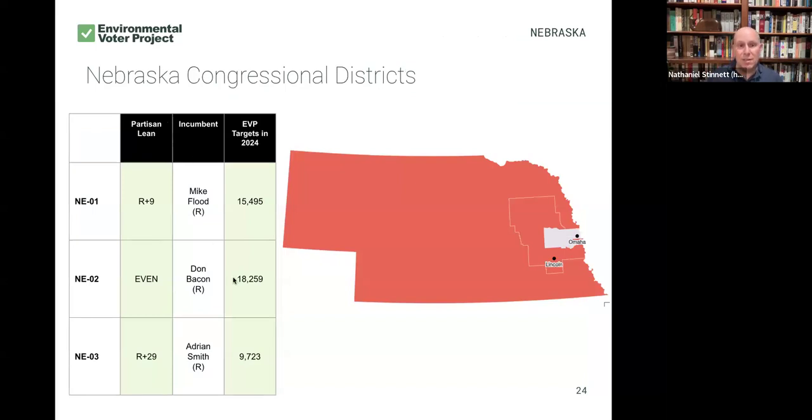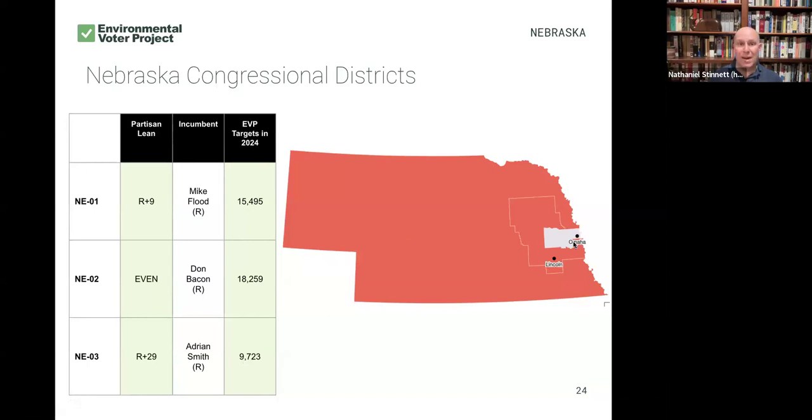And to give you a sense of how that stacks up politically, well, the first congressional district in Nebraska is an R+9 district. That means, on average, in recent federal elections, that district votes 9 points more Republican than the national average. In the first congressional district, we've identified a little bit more than 15,000 of these low propensity environmental voters. In the third congressional district, R+29, we've identified fewer than 10,000 of our target voters.